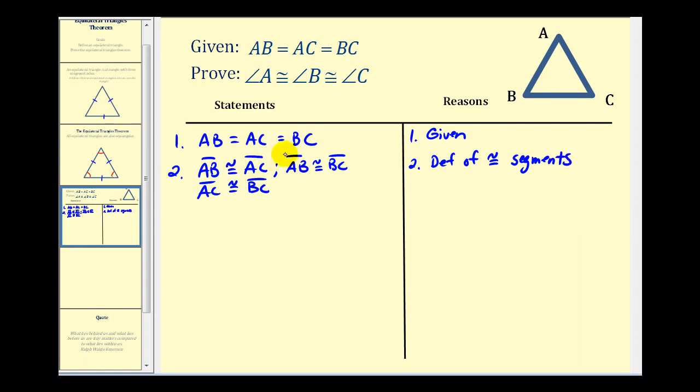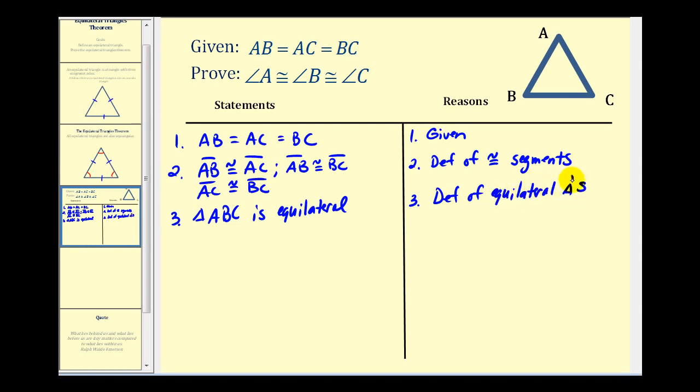If these segments or sides have the same length, then they're also congruent. So if all of these sides are congruent, then triangle ABC would be an equilateral triangle. And this is by definition of equilateral triangles. Now, as we said just a minute ago, every equilateral triangle is also an isosceles triangle.